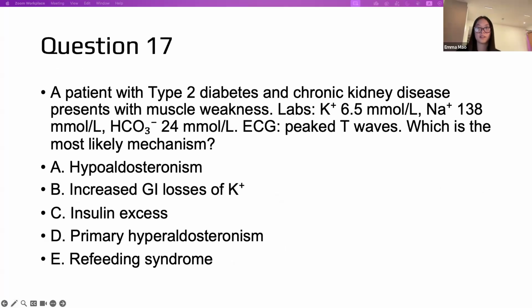Okay, another question. So we have a patient with type 2 diabetes and chronic kidney disease, presents with muscle weakness. So the labs are potassium 6.5. Okay, I forgot to put the normal values in, but so that's high. It's hyperkalemia. Normal sodium and normal bicarbonate. And then ECG shows peaked T waves.